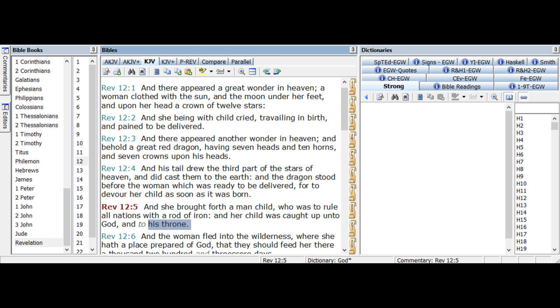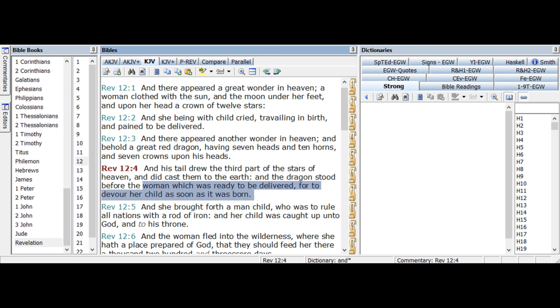Who is this child who was caught up unto God and to his throne? He is sharing the throne of God. Who is this child? None other than Jesus Christ. That man-child is none other than Jesus Christ. And it says that this dragon stood before the woman which was ready to be delivered for to devour Jesus Christ as soon as it was born.